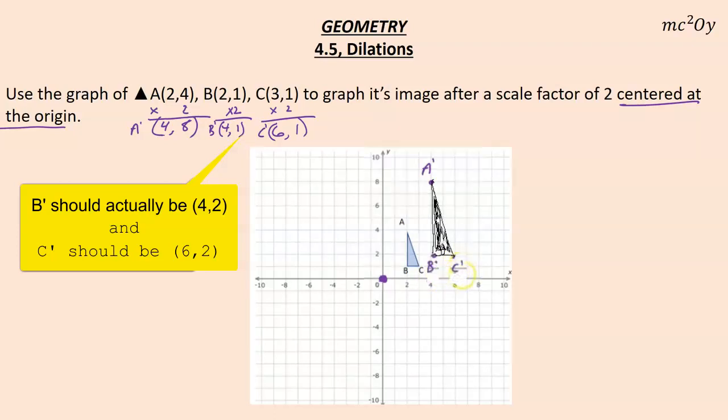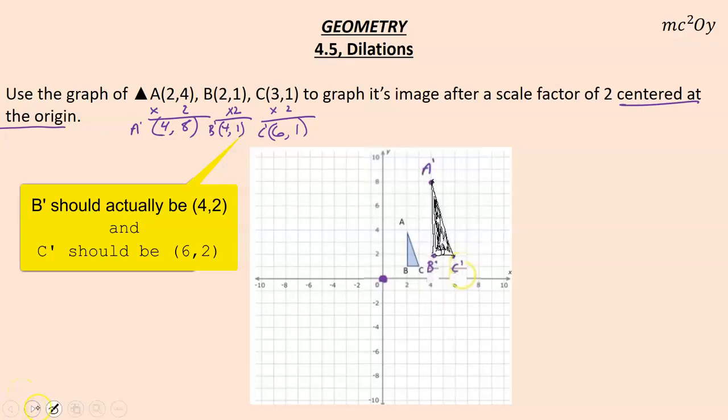That shape right there has been dilated by a scale factor of 2. Okay. Note that each side is 2 times as big as the pre-image. So BC was 1, it's now 2. AB was 3, it's now 6.